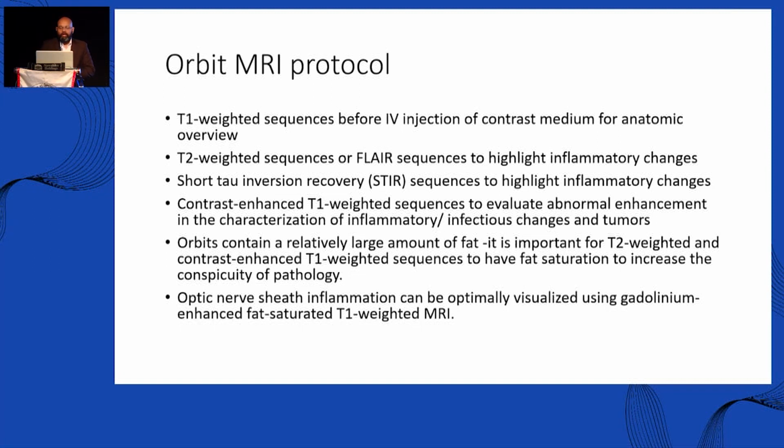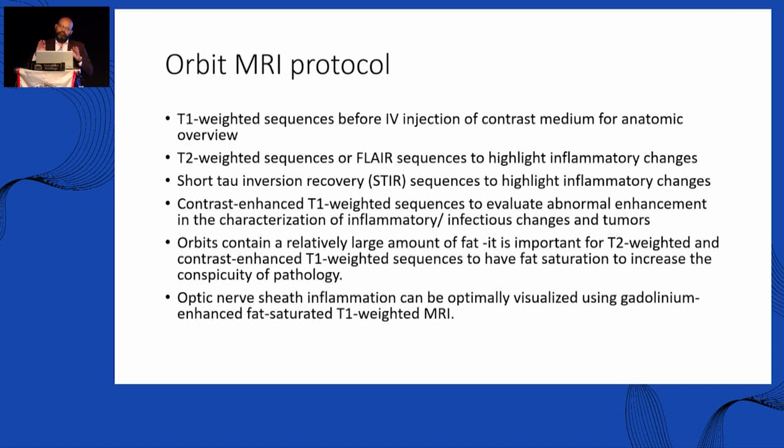As a clinician, we would order an orbital MRI protocol, right? And what does an MRI protocol for the orbit encompass? It's a T1 weighted sequence with gadolinium contrast, T2 weighted as well as FLAIR sequences to detect inflammatory changes, a STIR sequence which suppresses fat, because you know that the orbit is full of fat, and that can affect identifying pathologies, especially the inflammatory pathologies.